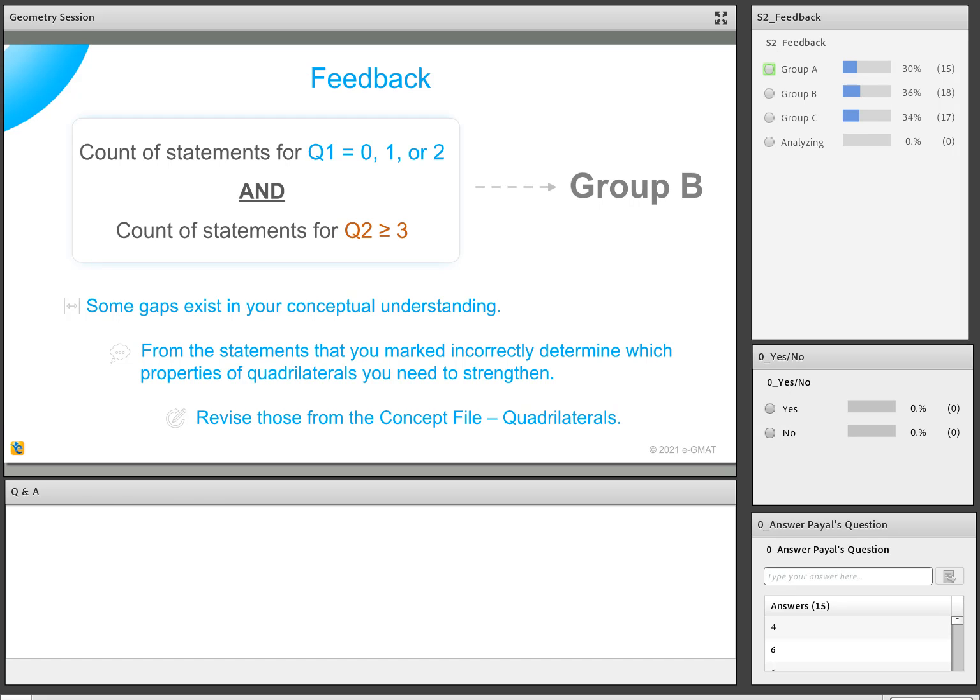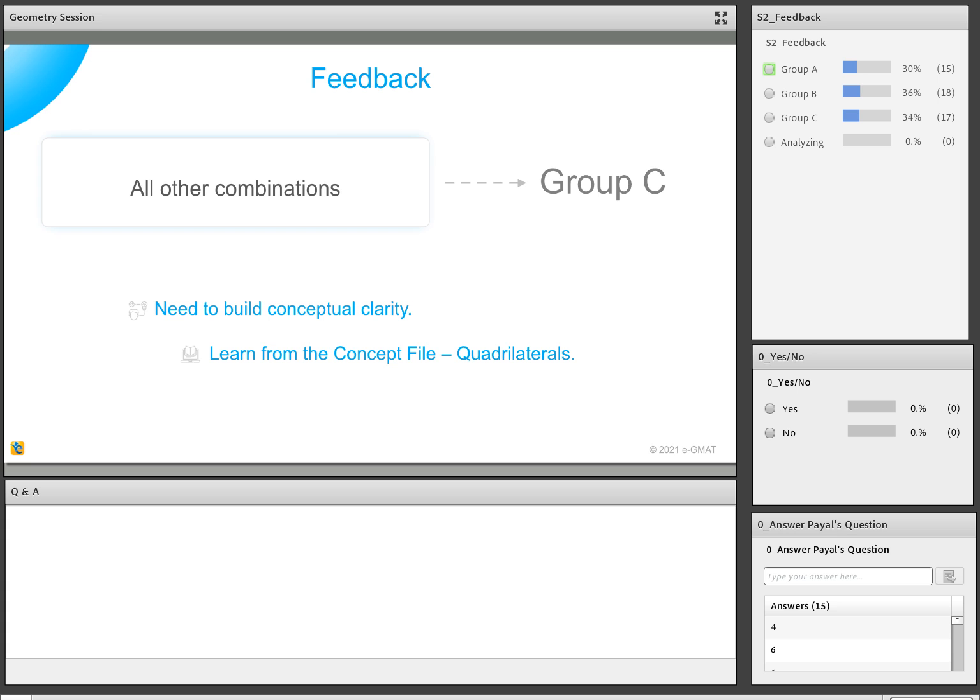And luckily for everyone here, regardless of whether you are an e-GMAT subscriber or not, an e-GMAT student or not, you have access to this in your free trial. So you can bridge all your gaps as they pertain to conceptual understanding from this file. Now, folks who are in group C, which is a pretty big segment here, you need to build your conceptual clarity. So access the file quadrilaterals and build your conceptual ability.